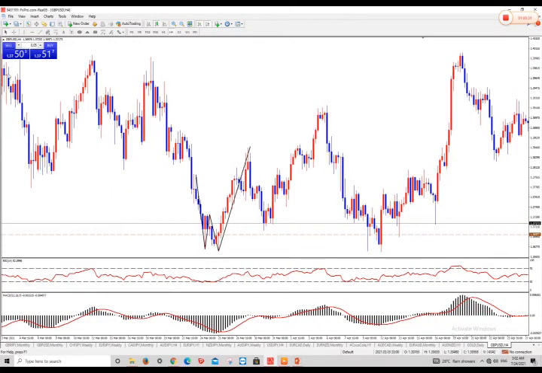Let me put in this other double bottom here. There it is. You see, with time, I know that most of you, especially the newbie traders, when you see this, you will not see it. It is not apparent that it's a double bottom.